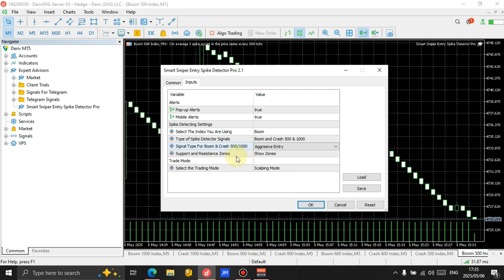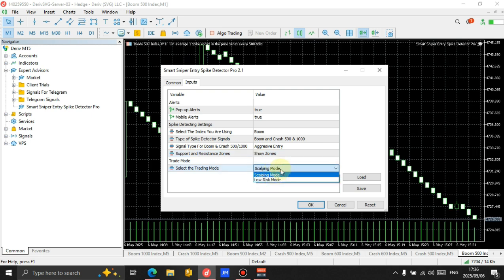Then as you can see, the support and resistance zones are included, so you can choose to show the zones or to hide the zones. It's totally up to you. And over here, the trade mode. If you'll be scalping, you can select the scalping mode, or if you'll be using the low risk mode, you can just choose the low risk mode.